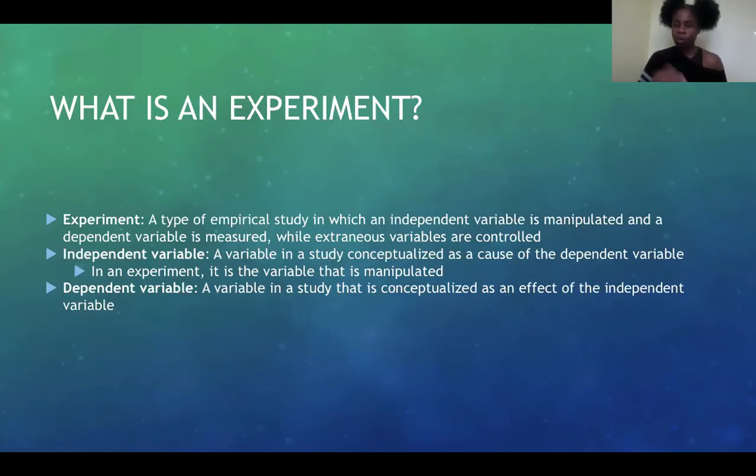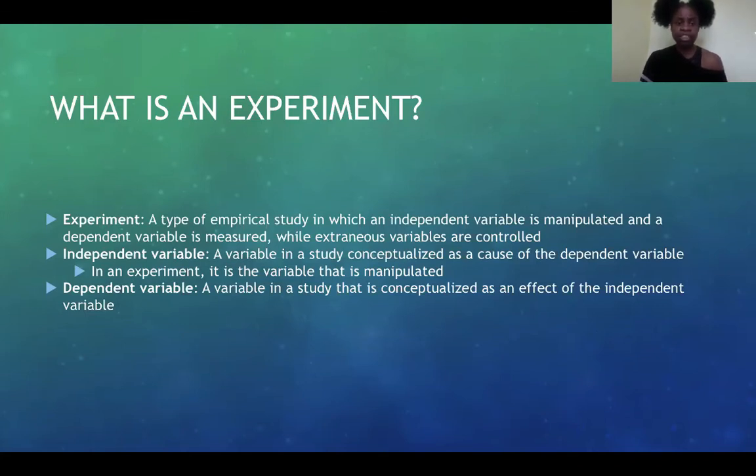But going back to John Darley and Bibb Latané's study, this is an example of an experiment, okay? So what is an experiment? An experiment is a type of empirical study in which an independent variable is manipulated and a dependent variable is measured while extraneous variables are controlled. Specifically, our book defines an experiment as a type of empirical study specifically designed to answer the question of whether there is a causal relationship between 2 variables. Those 2 variables are an independent variable and a dependent variable.